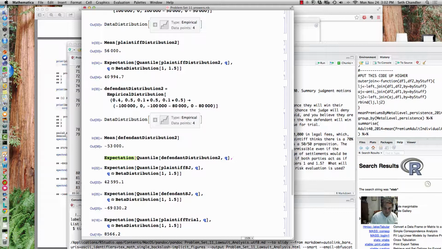All right, but getting back to business, how is Q distributed? That was beta distribution 1, 1.5.